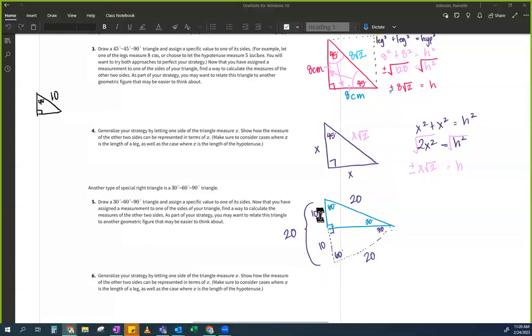The moment that this one person said, hey, since this is 10, this is 10, I said, yeah. And they're like, and this is 10 and this is 10, so this has to be 20. And I said, yeah. So what else do you know? You said, oh, because this is 20, this is 20, this is 20.